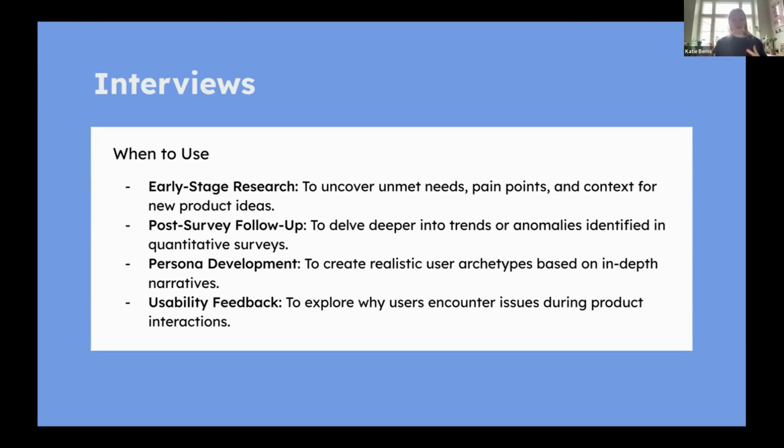And then also for persona development. Personas are developed off this more qualitative research, but you can also expand it. So really focus on the questions that you want to understand from a persona point of view, and then use this to create the user archetypes based on the in-depth narratives. And that matters especially if developing these personas is really important to the project. So as I mentioned, there's no one size fits all.